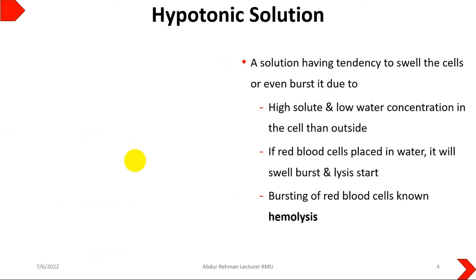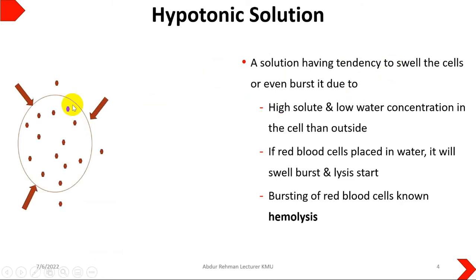Then comes the hypotonic solution. In this case, there is a natural tendency for the cells to swell or even burst. The reason is that the concentration of solute inside the cell is higher while the concentration of water inside the cell is lower, while outside the cell, the extracellular fluid contains a higher amount of water and less solute. So water will move from the higher concentration towards the lower concentration, into the cell, and the cell will swell and ultimately burst, which we call lysis.